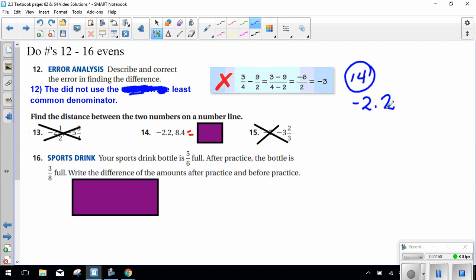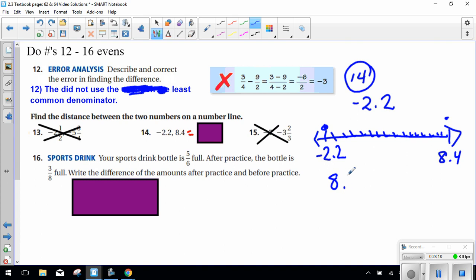So for number 14, we're going to find the distance between these two numbers. What that's saying is if I'm at negative 2.2, how far away is negative 2.2 all the way to 8.4? How far apart? How many spaces are between them? So this is a range question. We're going to take the high and subtract the low.